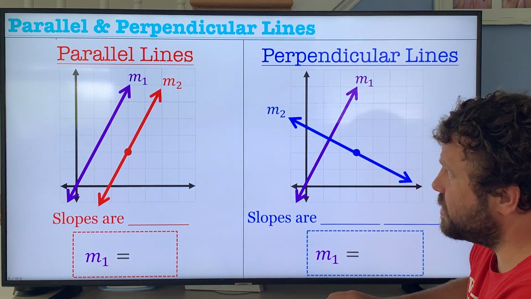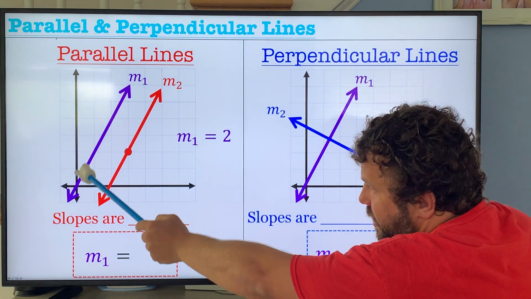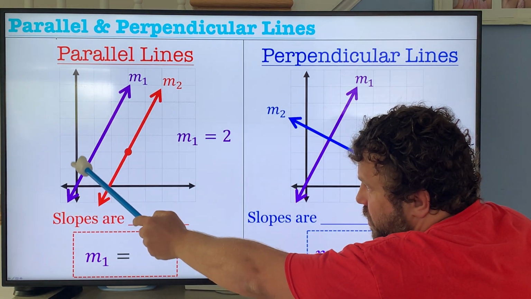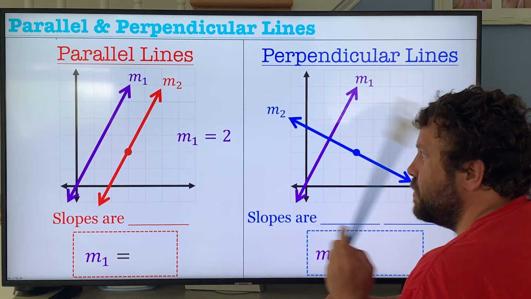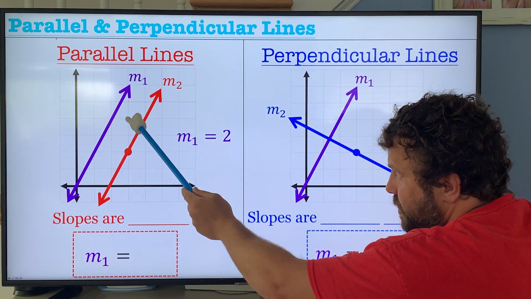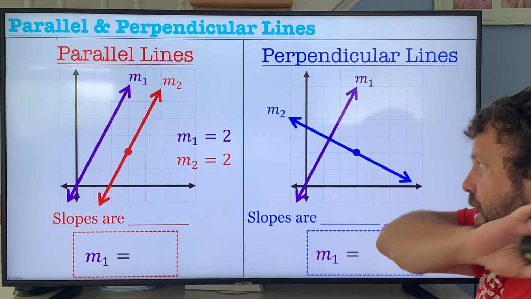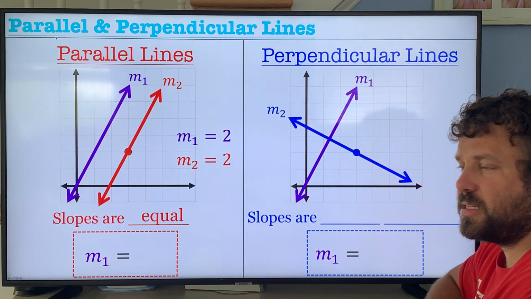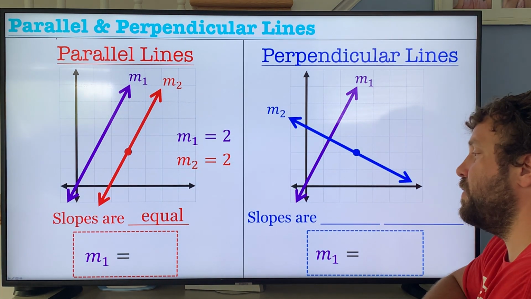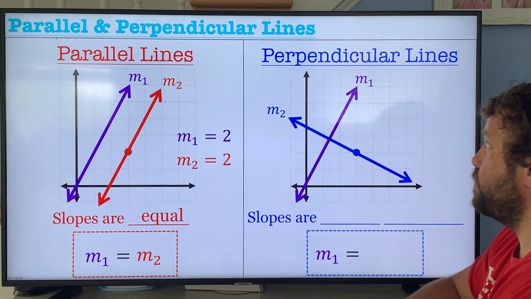Well, if you don't know, find the slope. What is the slope of M1? Let's see, pick a point. I'm picking this point right here. Rise, 1, 2, 1. 2 over 1, the slope is 2. What is the slope of this one? Let's go from this point up to over 1. It's also 2. So the slopes are equal. Anytime you have parallel lines, they have the same slope. Parallel lines are lines that are on the same plane and never intersect. So M1 equals M2. Okay?